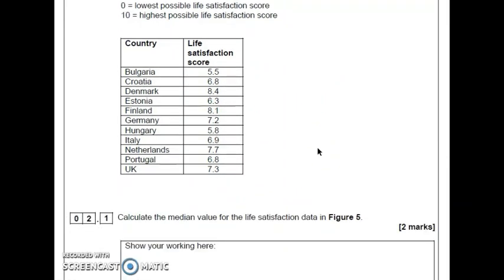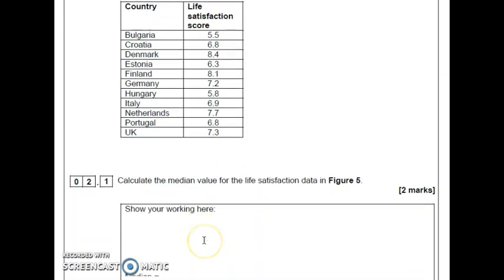So question 2.1, calculate the median value for life satisfaction data in the figure. So think back to maths, we're trying to find the average, but this one is the median. So basically you've got to find the middle number. It says show your working here. So what you need to do is put the countries in order, probably going from the smallest to the biggest, and you choose the middle number. So the middle number will be 6.9.